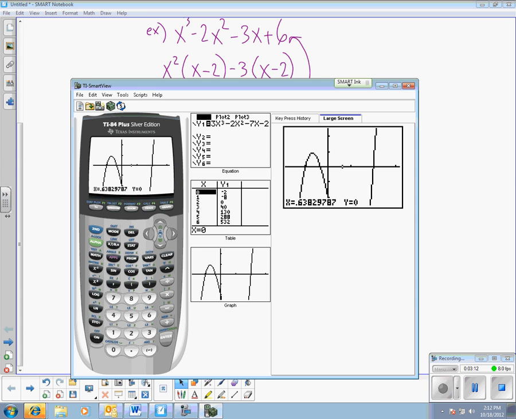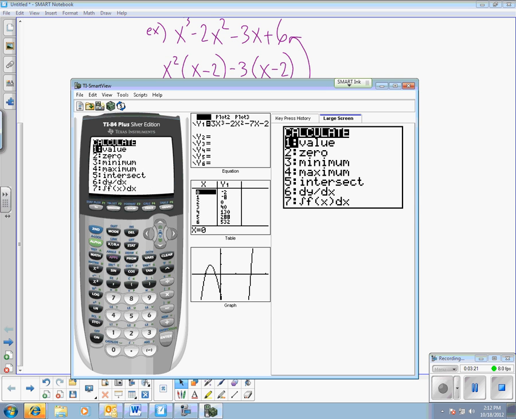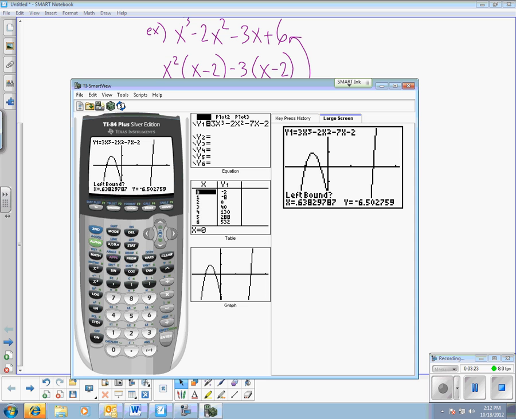But just to confirm those, especially the one that's between -1 and 0, I'm going to use the second trace, which is the calc menu, and I want to calculate a 0, so option 2. So left bound means put in any number left of my suspected 0. Or you can scroll with your cursor all the way over till you get to its left. Here comes my cursor. I want to get to the left of the 0 and hit enter. And then I want to go to the right of the 0 and hit enter. And then it asks me for a guess just to help it get started. And it turns out that that 0 was in fact -1, which is what I thought it was anyway.